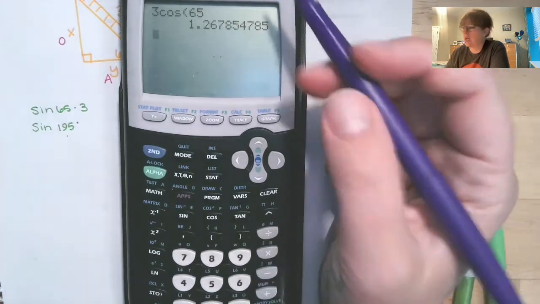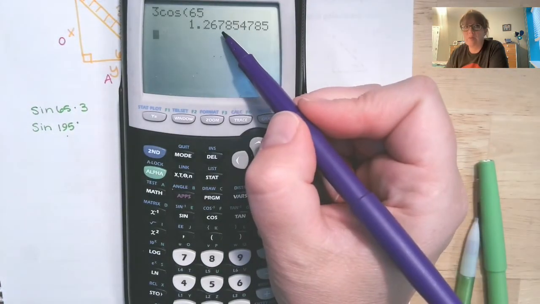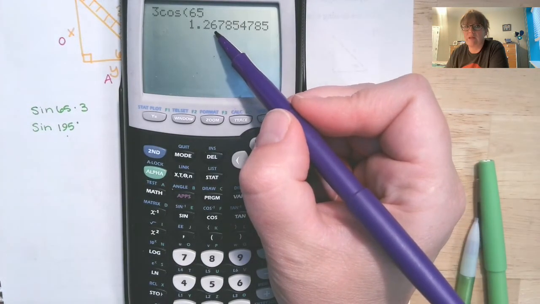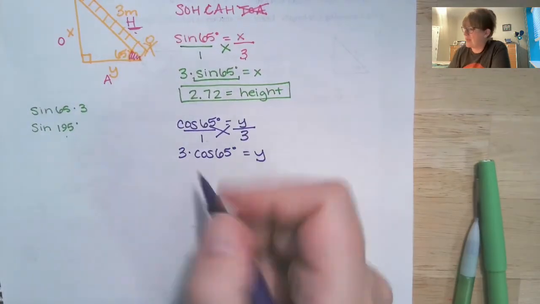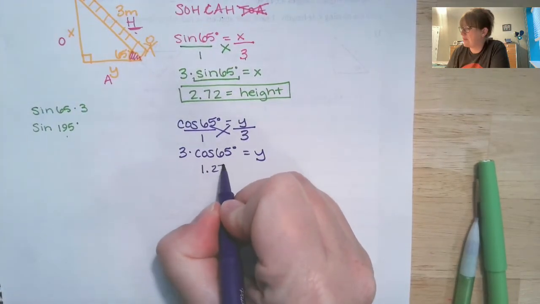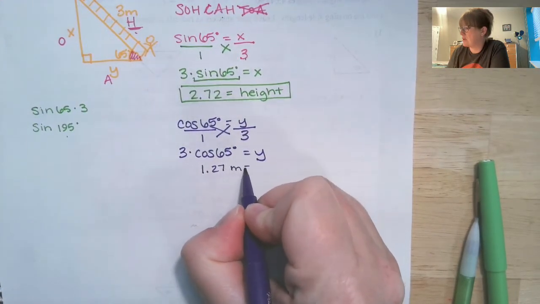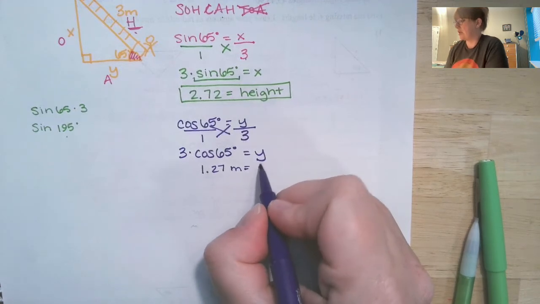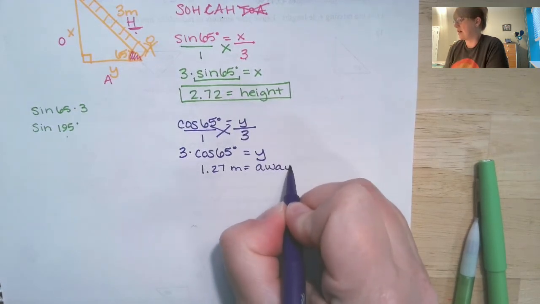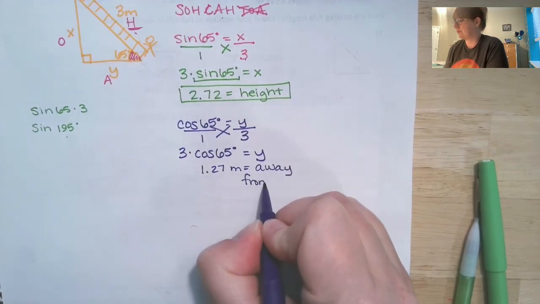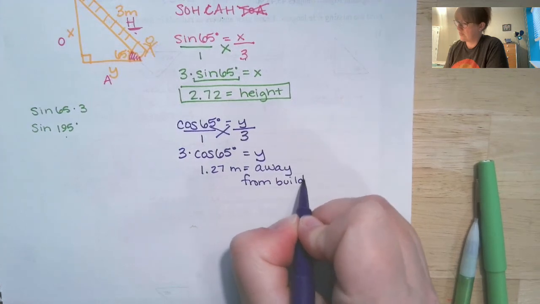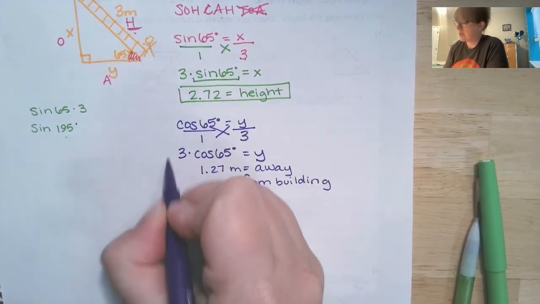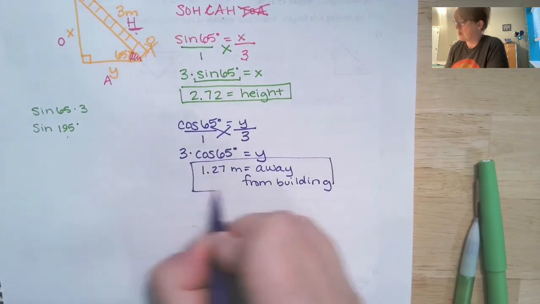We get 1.26785. So we're rounding to the hundredth. Look at the third decimal spot, bigger than 5, which means we round that to a 7. So 1.27. So 1.27 meters is the distance away from the building, the base of the ladder. And that is how we solve trig word problems.